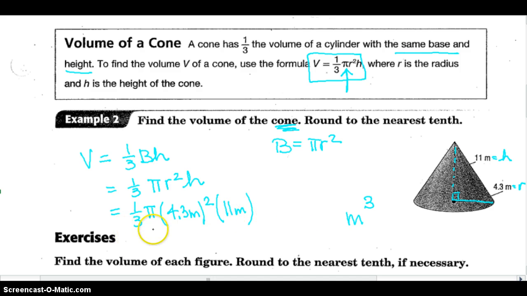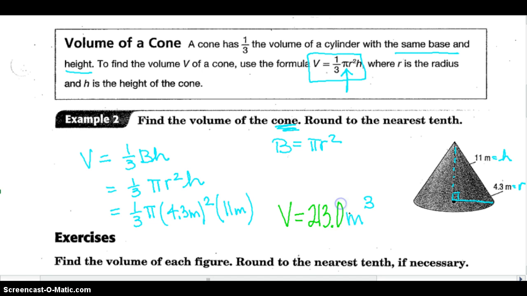So the more you practice punching all of this in your calculator, the more proficient you're going to become, so that come test time you will be able to. Now, since we're using pi, it's usually going to be a decimal, because we know pi is an estimate.